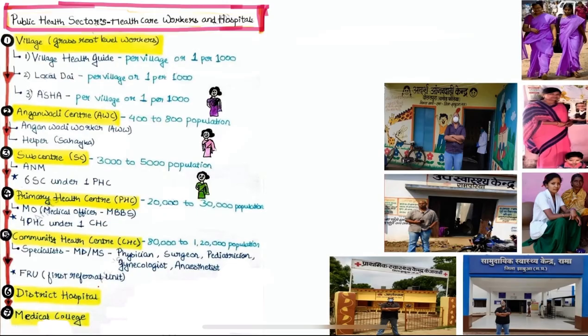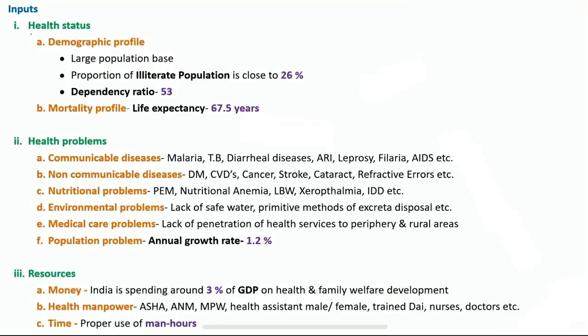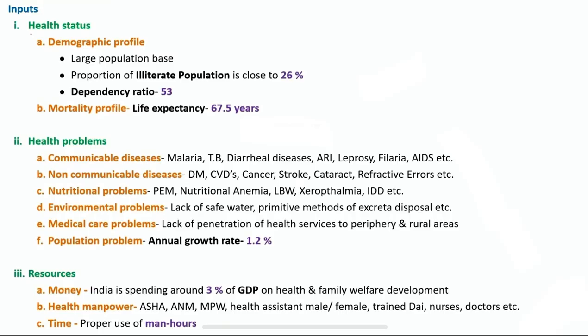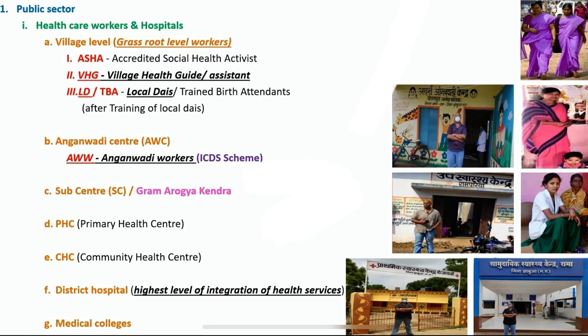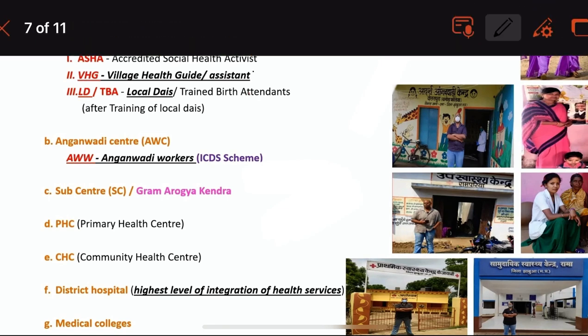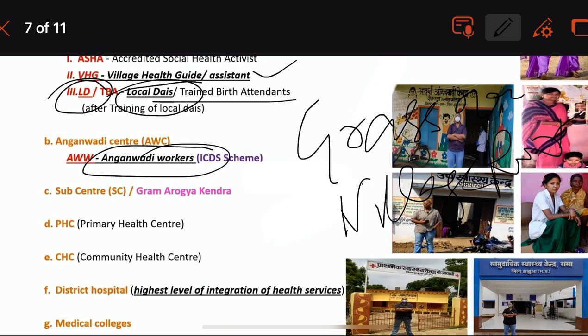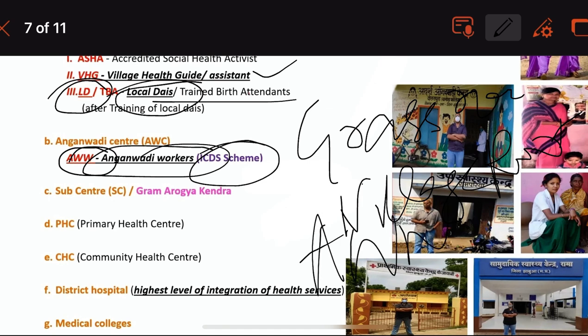Now let us see the NEET PG entrance examination questions. All the underlined parts in our videos are entrance exam questions. The first question: the village health guide or an assistant is at the village grassroots level. And local Dai, or trained birth attendant, is also at the village level, the grassroots level. Then the Anganwadi workers, AWW, are under the Anganwadi centers, pink color code.